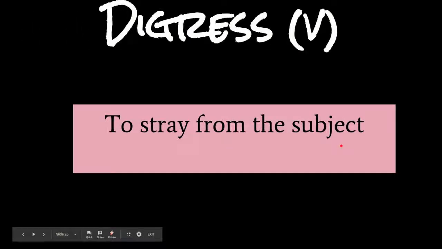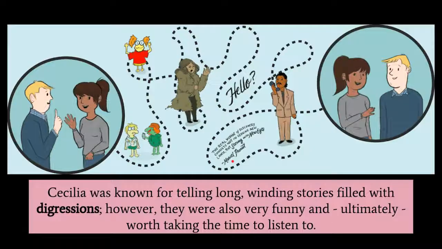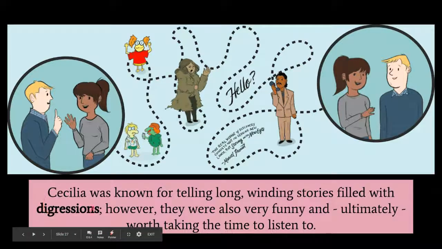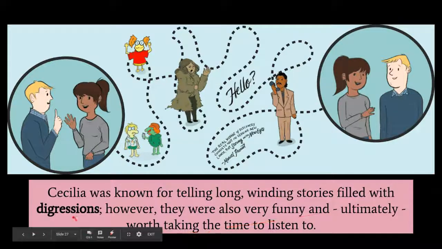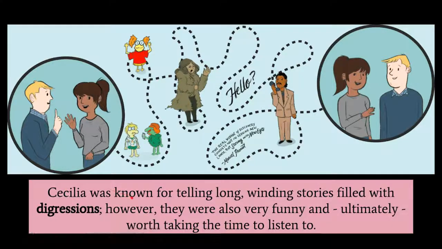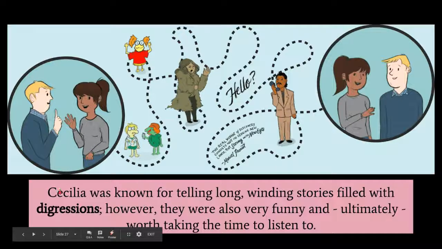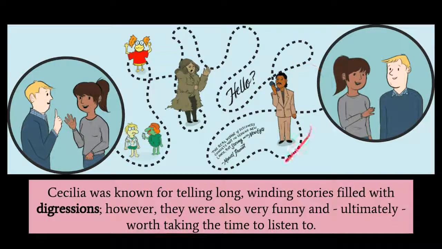So next up we have digress, which is a verb, and it means to stray away from the subject. If you want to turn that into a noun, you would make it digression. So here we have an example of using digress in its noun form. Cecilia was known for telling long, winding stories filled with digressions. However, they were also very funny and ultimately worth taking the time to listen to. So you might say Cecilia digresses, which would be using it as a verb, or you might say Cecilia was known for digressions, which uses the noun, and essentially means getting off topic while trying to tell a story, and this picture does a good job showing that.